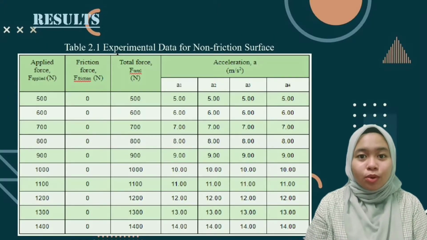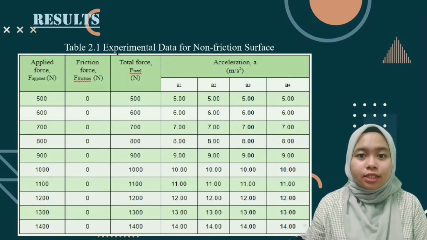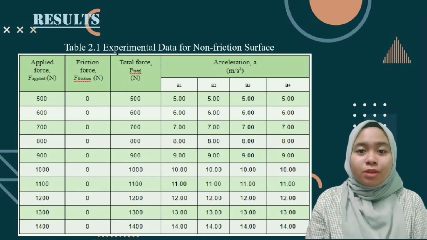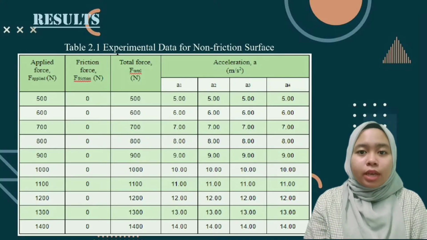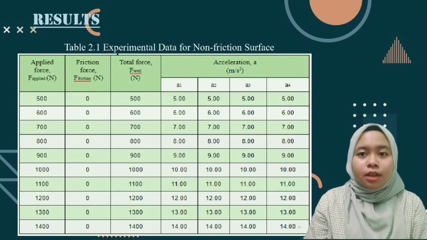My name is Nurul Aisyah binti Azlan and I will explain the result of this experiment. From the result of this table, we can see that we were using different forces starting from 500 Newton to 1400 Newton. Then we used the same mass of crate, 100 kg. The value of friction force in this result is the same because we applied the same surface in this experiment.